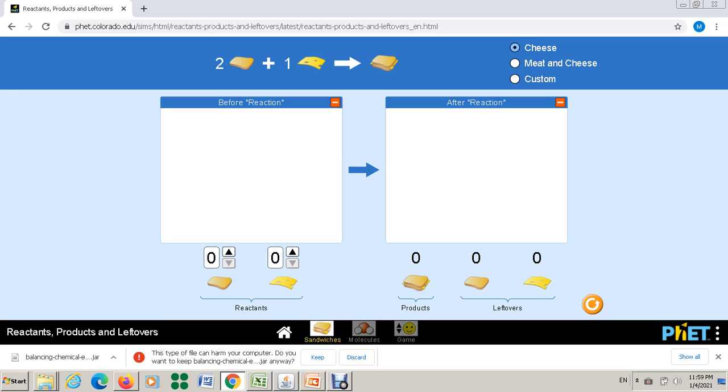This sandwich needs 2 toasts and 1 cheese to make 1 sandwich. Let's see, I'm going to add 2 toast, 1, 2, and then I'm going to use 1 cheese as they asked me to make the product. Here, what is the starting material? 2 toast with 1 cheese. So these we call the starting material, which is what?